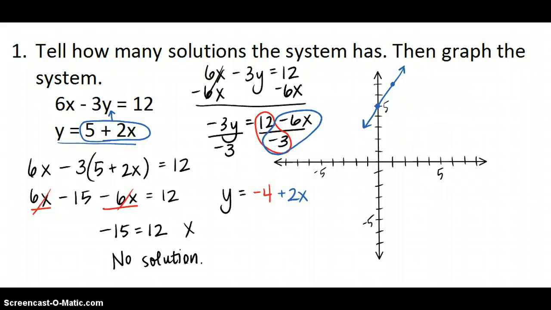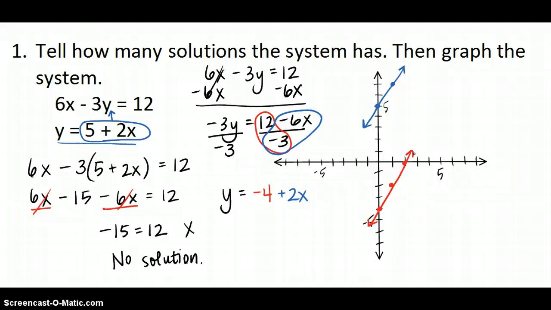Right? So again, if we want to graph this one, we want to start at the y-intercept, which is -4 this time. Go up 2 and over 1. Right? You can make a couple points. So we can see from our graph that we still have parallel lines, which is comforting to know.